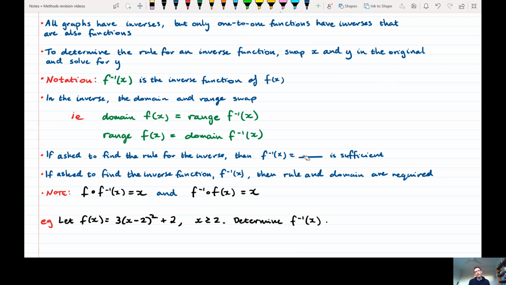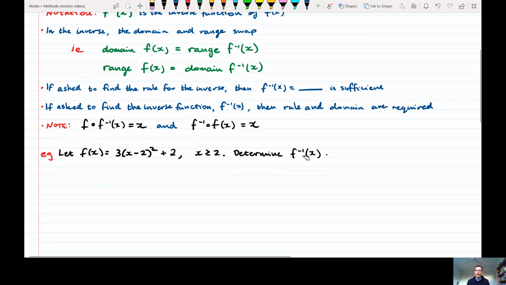Given that x and y values are swapping in the inverse, that also means your range and your domain swap. So the domain of the original, which is the set of all the x values, becomes the range in the inverse, which is all the y values now. And the range of the original, the set of y values in the original, all become the set of x values in the domain of the inverse function, sorry. Now, in terms of how you answer questions, if it just asks you for the rule for the inverse, just writing f negative 1 of x equals whatever the rule is is sufficient. But if it asks you for the inverse function, or if it just says determine f negative 1 of x, then the rule and domain are required, and we'll see that in a second.